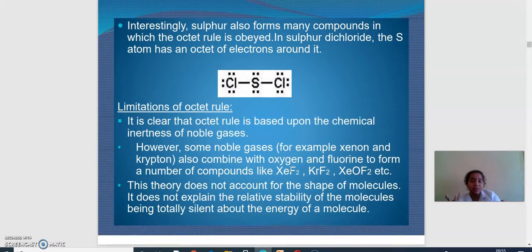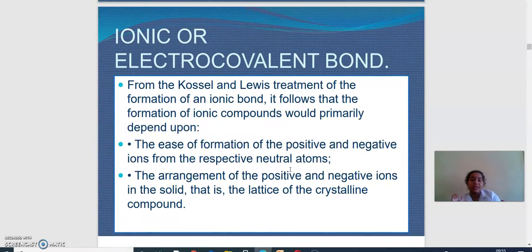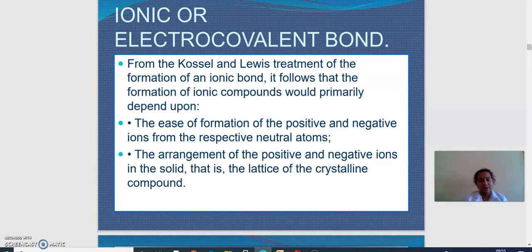Due to the transfer of electron, a bond is formed in which the anion and cation are held together by electrostatic force of attraction. Why is it known as electrovalent bond? In an atom, the electrons in the outer shell, the valence electrons, undergo the bond formation. That's why it is also known as electrovalent bond. It is known as ionic bond because there is a formation of ions, positive ion and negative ion.